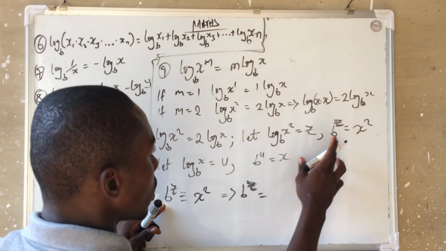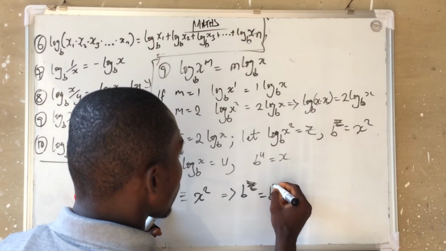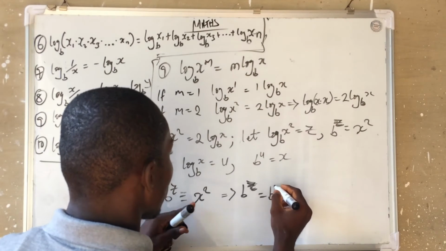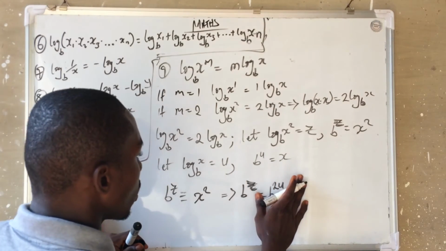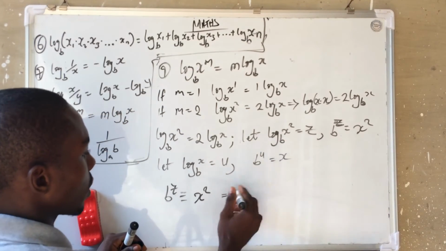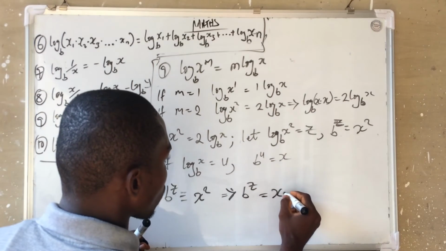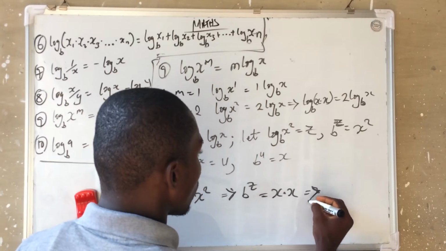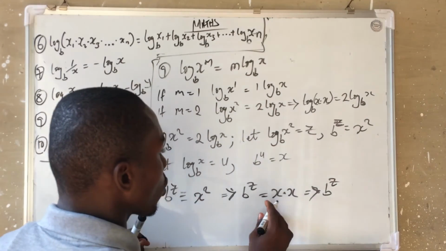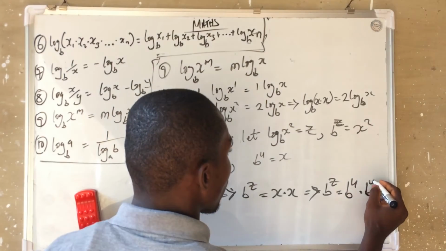So as not to confuse ourselves, we know that b raised to the power z is equal to x times x. This is what we are going to use. This will now give us that b raised to the power z is equal to b raised to the power u times b raised to the power u.